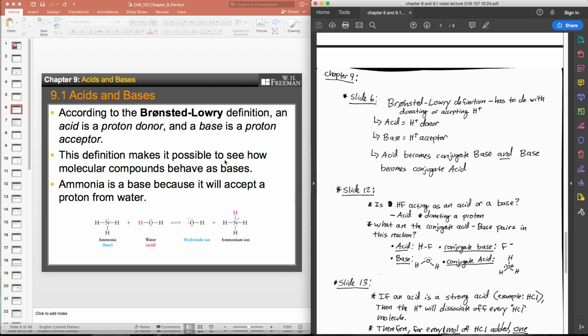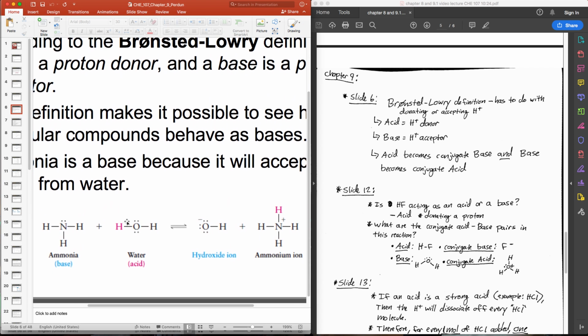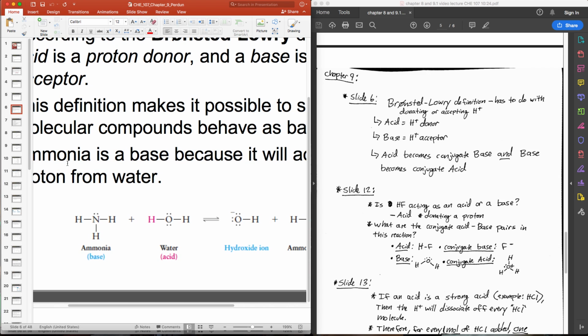And so the definition makes it possible to see how molecular compounds behave as bases. Ammonia, in this situation, is a base because it will accept a proton from water. And so water can act as an acid or it can act as a base, depending upon whether it is accepting a proton to become a hydronium, therefore acting as a base, or it is donating a proton to become a hydroxide ion, therefore acting as an acid. So many acids can act as bases. And when we get into the diprotic acids, we'll talk about how some of them are acids and bases, but it depends upon how we're talking about it. It can be an acid or a base, right?